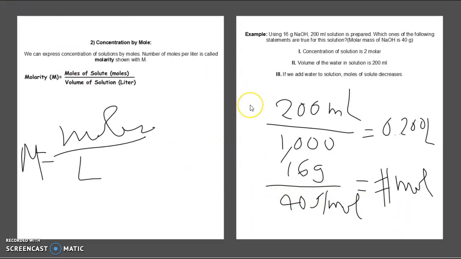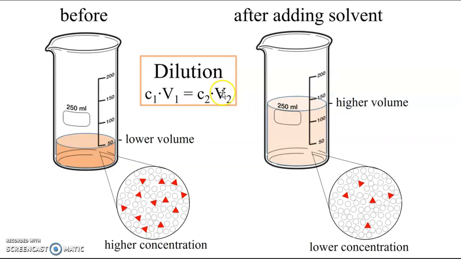Then let's go to the following topic, dilution. Dilution is an operation that is very important for a nurse because you go from a lower volume and a higher concentration to a bigger volume with less concentration. You can use the dilution formula where concentration 1 times volume 1 is equal to concentration 2 times volume 2, after you add the solvent to dilute your solution.